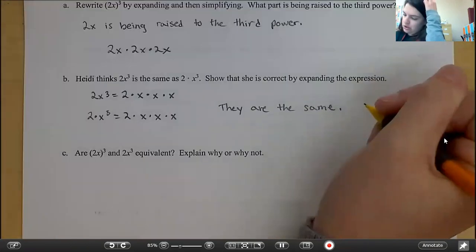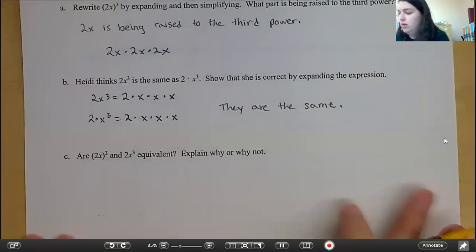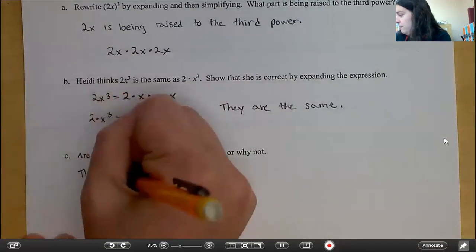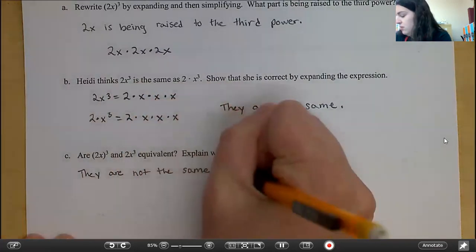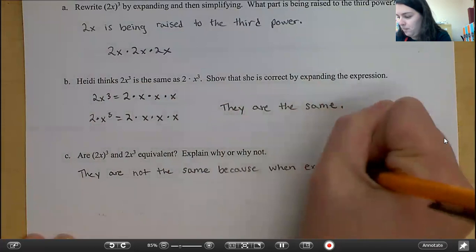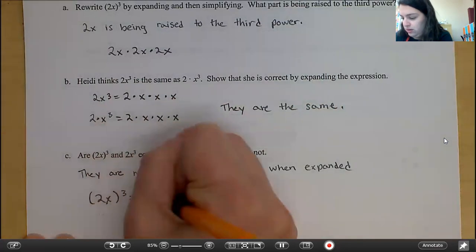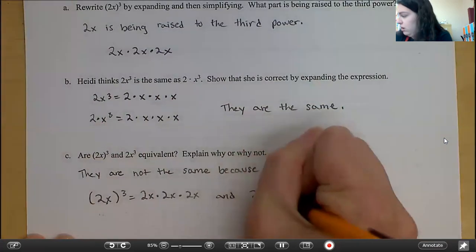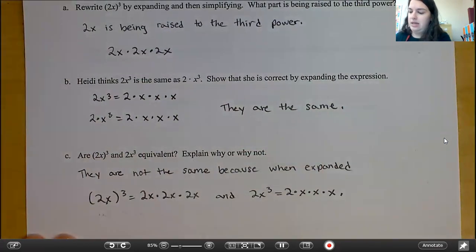So now C says, are (2x) to the third and 2x to the third equivalent? Explain why or why not. Well, do they look the same here? They do not. So they are not the same because when expanded, (2x) to the third is 2x times 2x times 2x, and just 2x to the third is 2 times x times x times x. So they are not the same.